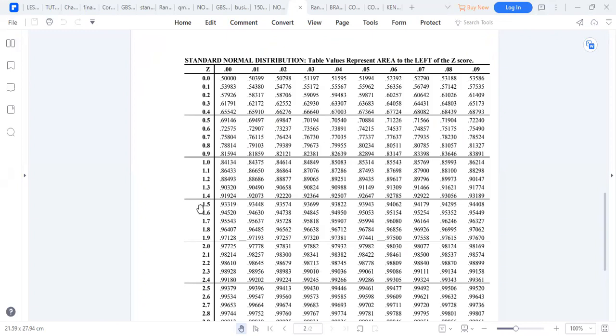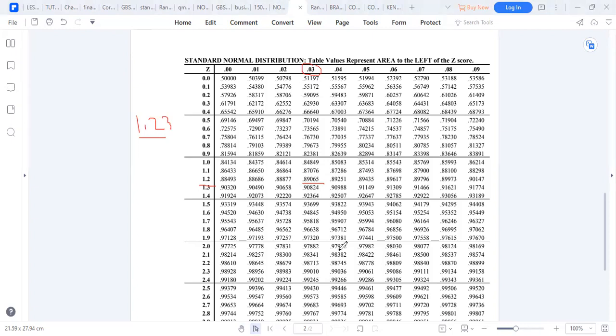So if I ask you to give me the reading for 1.23, you go under 1.2, which is this one here, and under 0.03 here, where they meet. So what is the reading? 1.23 is 0.89065. So what does that mean?